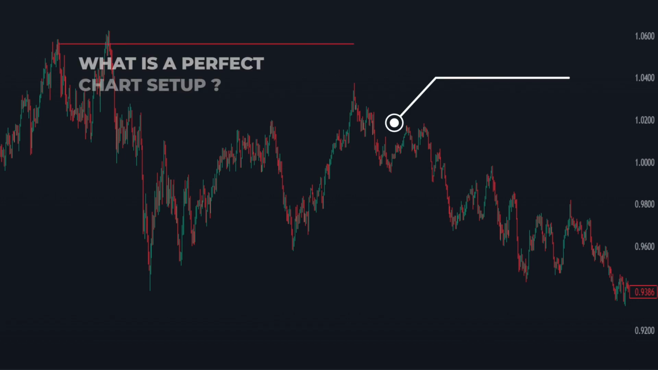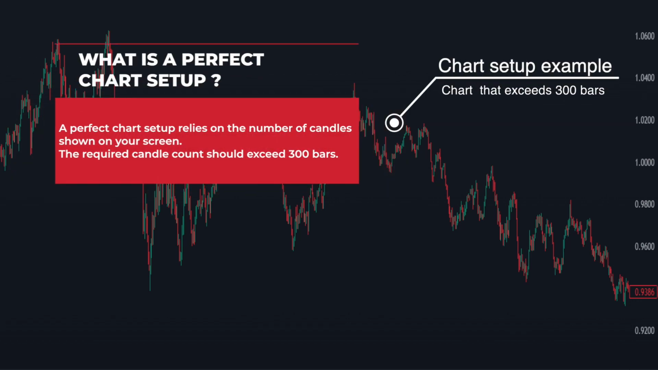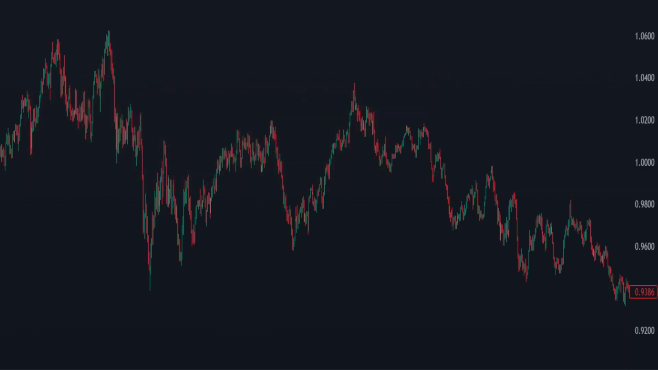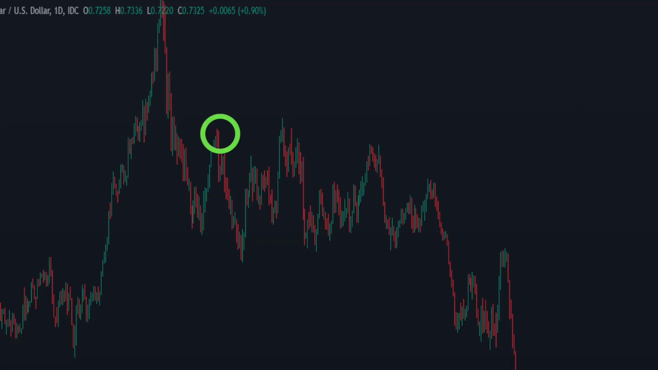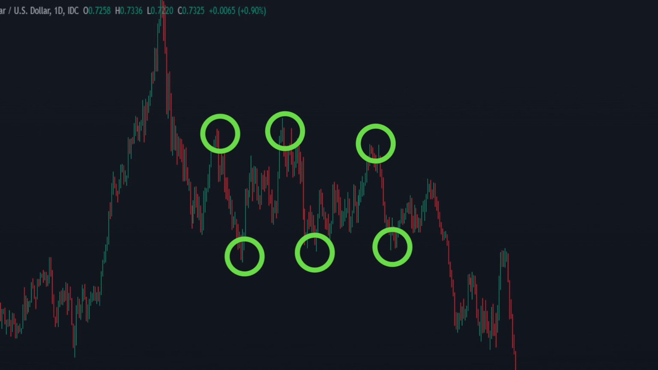A perfect chart setup relies on the number of candles shown on your screen. The required candle count should exceed 300 bars. You need to zoom it out to accommodate at least 300 bars in one display. Start locating high price action from the chart. Once you see it, go connect it using the trend line you have. Now, look below the chart you created. You must also connect the lower price action to create a line. Now, you know how to draw a trend line.